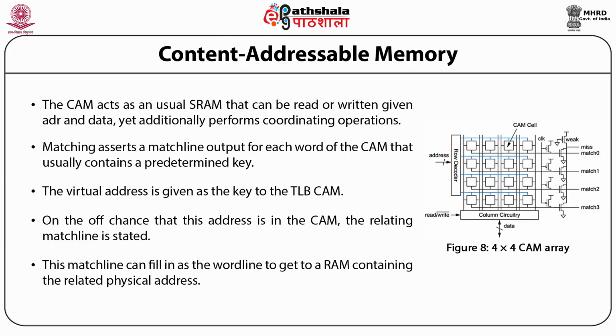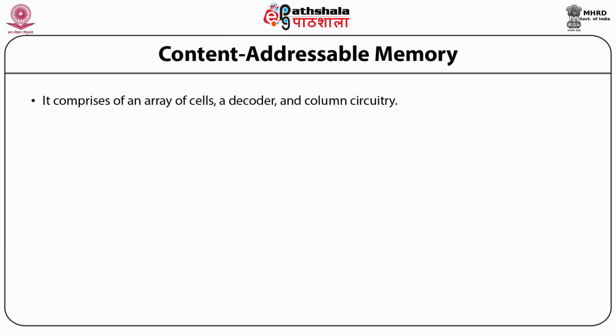So students, this figure shows a 4x4 CAM array consisting of the array of cells, a decoder and column circuitry. Each row produces a dynamic match line. The match lines are pre-charged with the clocked PMOS transistors. The miss signal is produced with a distributed pseudo-NMOS NOR.